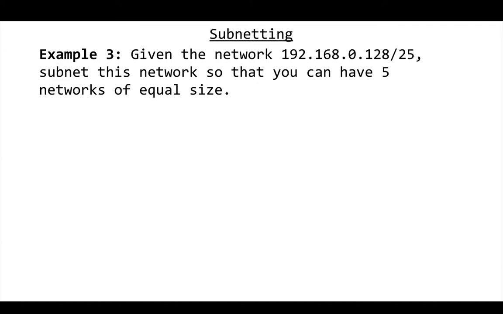Okay, the third example relates to subnetting, specifically when we're trying to create equal size subnets. So we're given an initial IP address and net mask in slash notation: 192.168.0.128 slash 25. And we want to subnet it so that we have 5 equal-sized subnets. So when we're doing fixed-size subnets, the question we need to ask is how many bits do we need to borrow to make our subnet?